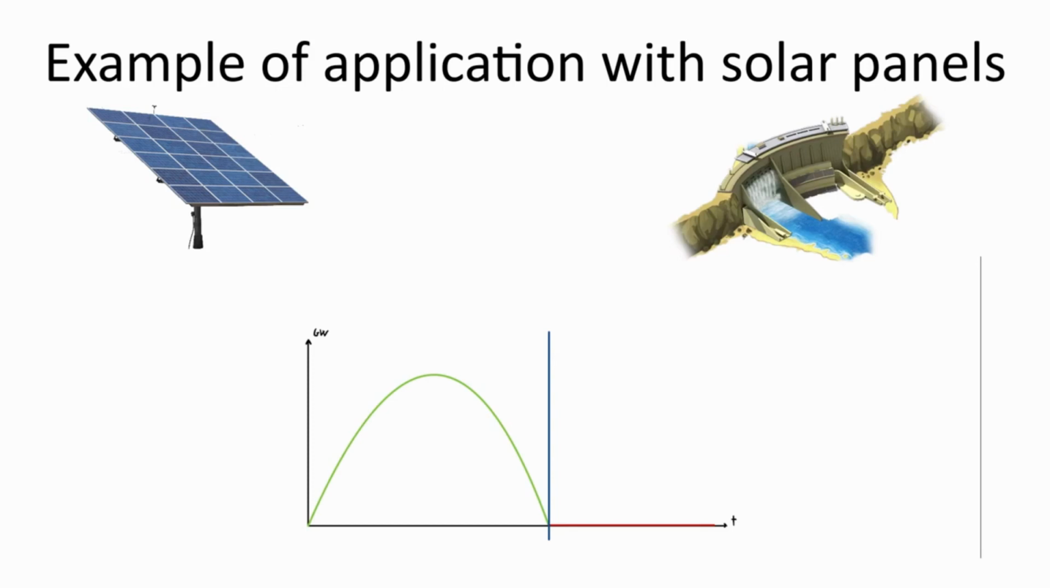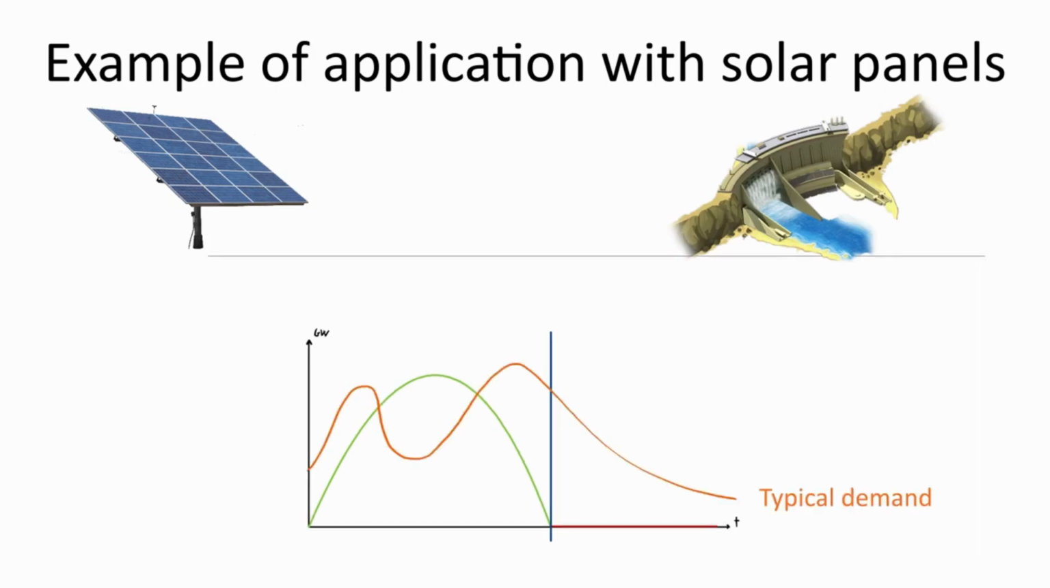In a typical US grid, we can use this graph. We have a morning ramp when all the industries start their shifts, and we have a peak in the late afternoon when people come back from work and start using their electrical appliances.